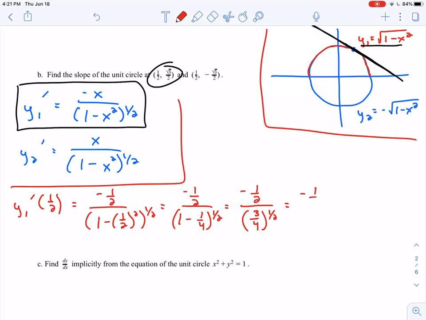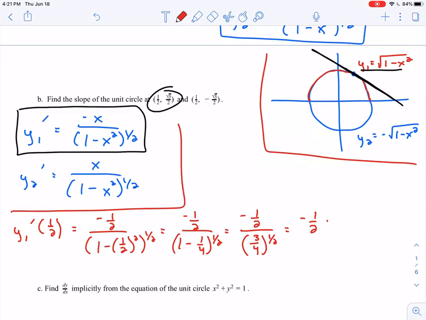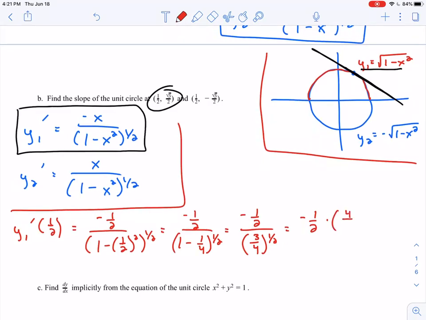Which is really negative 1/2 times, multiplying by the reciprocal, (4/3) to the 1/2 power. If I take 4 to the 1/2 power, that's just the square root of 4, which is 2, over 3 to the 1/2 power, which is the square root of 3. These two cancel, and I'm left with negative 1 over radical 3. If I wanted to simplify that, negative square root of 3 over 3. So there's my slope. Holy moly, that was a complex function we were dealing with.